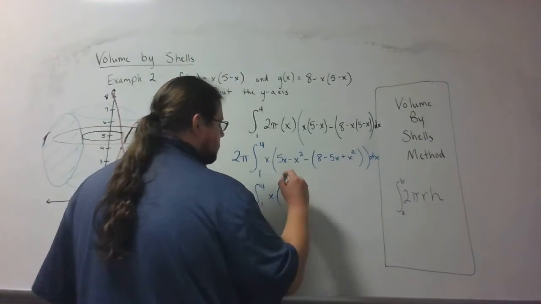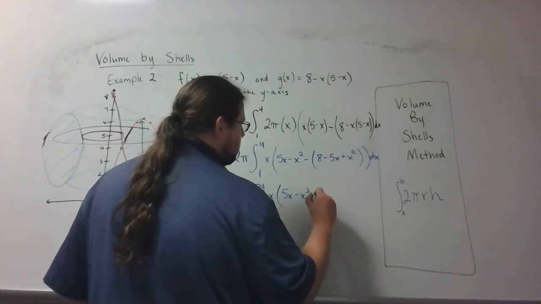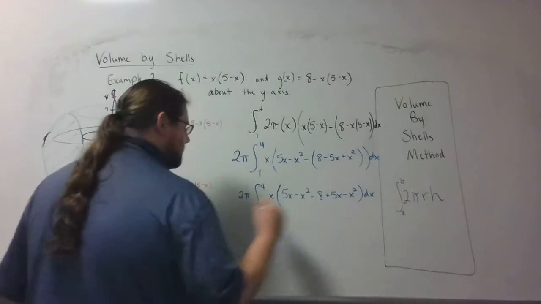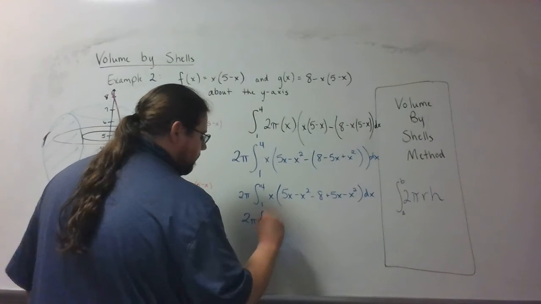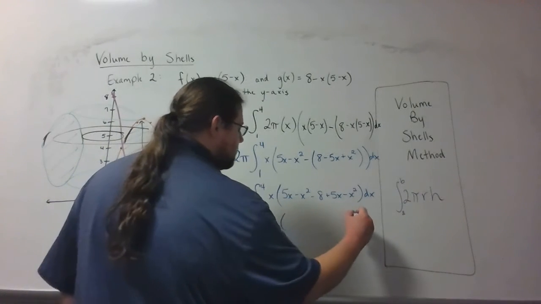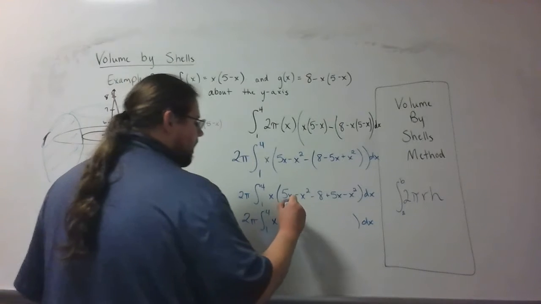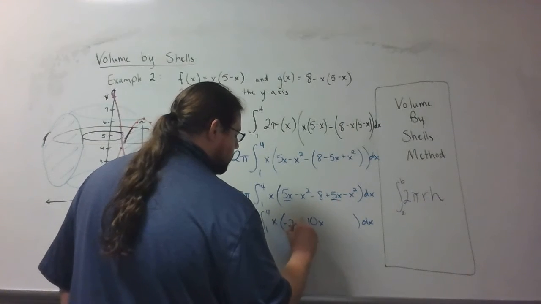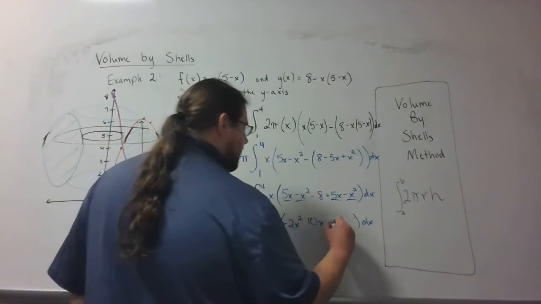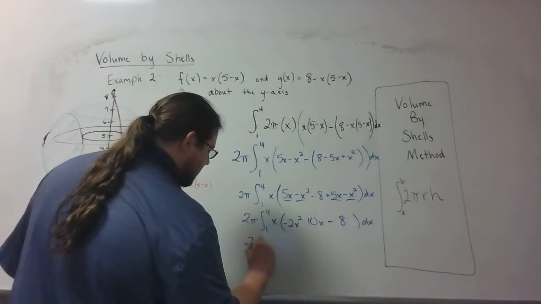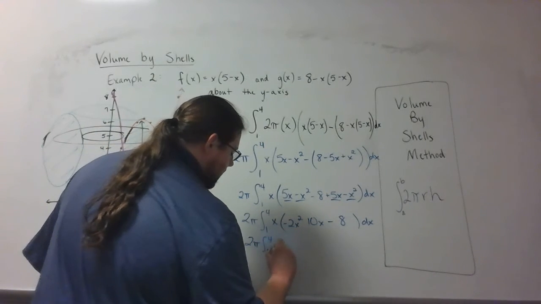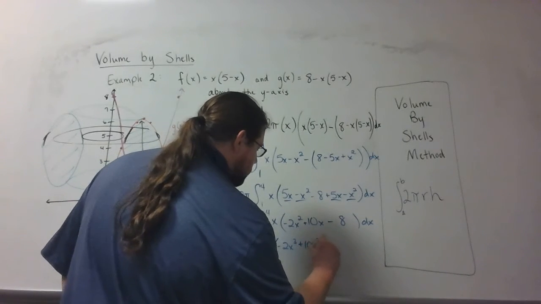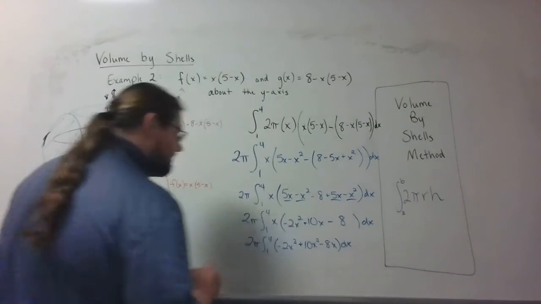So I'm still leaving that x out. So 5x minus x squared minus 8 plus 5x minus x squared. See, lots of things to combine in here. So 2 pi from 1 to 4. I'm going to leave that x out again, just so I'm showing all my work. 5x and 5x makes 10x. I'm going to have 2 negative x squareds here, and I'm still going to have a minus 8. Now I'll distribute the x just to make my life easier. So that's negative 2x cubed, plus 10x squared, minus 8x dx.